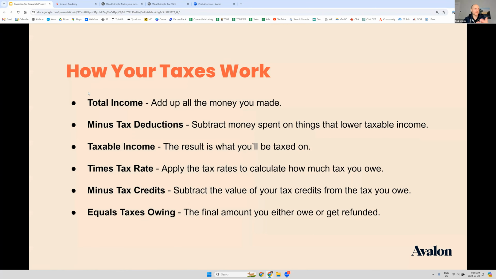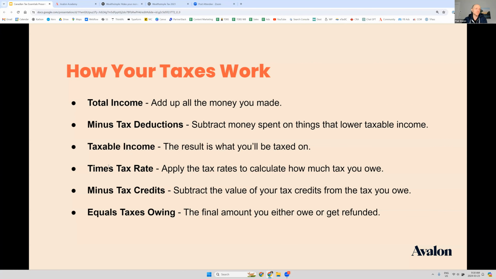So again, coming back to this one: total income minus your deductions equals taxable income. Multiply that by your applicable tax rates, because there are multiple tax rates in whatever bracket and province you're in, and then subtract your tax credits, which equals your taxes owing. So that's generally how your taxes work. And so we're going to start up at the top a little bit in more detail.